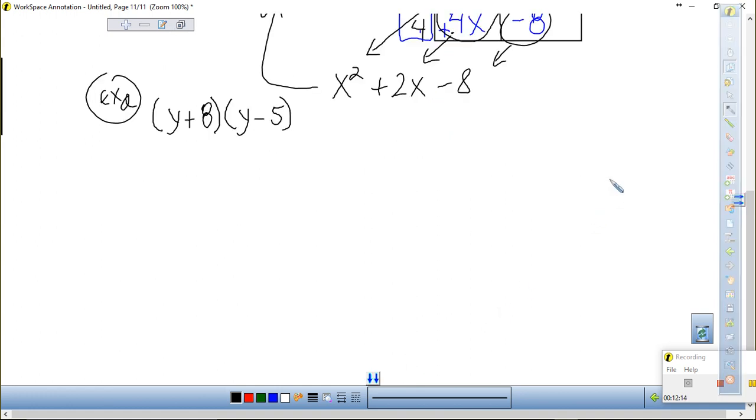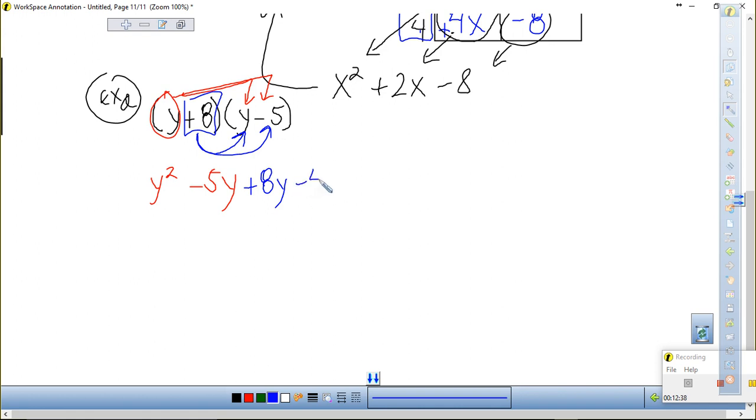All right, here goes the process one more time. I'm going to start with red. Y times y, that is y squared. Y times negative 5, that's negative 5y. From there I box the second term and I multiply it again times these two. 8 times y, that's positive 8y. 8 times negative 5, that's negative 40. Hands if you got it right there.